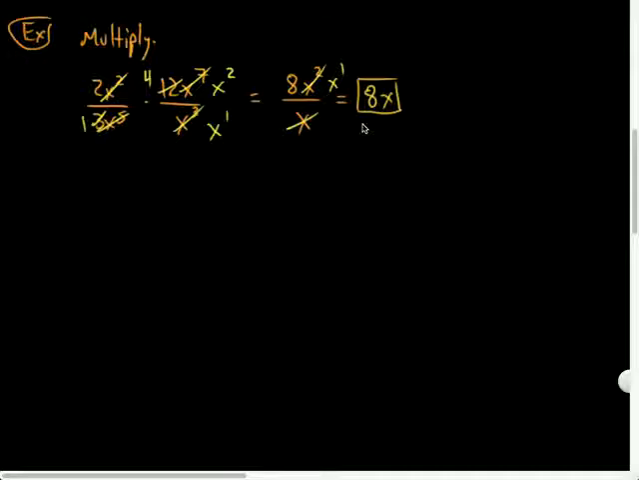Now it gets a little bit more interesting if these problems aren't yet factored and it's tempting for us to make mistakes. So in this next example, let's try to simplify the following. Let's say I want to simplify this problem: 4x squared minus 2x over 2x minus 1.